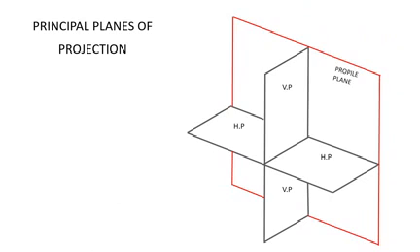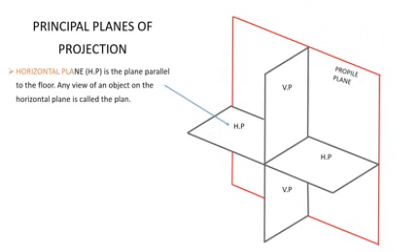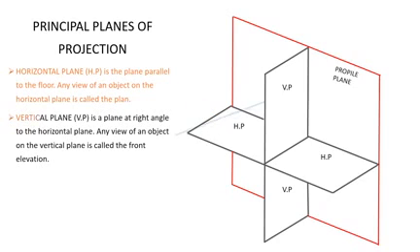Now the planes of projection. We have what is called horizontal plane, vertical plane, and profile plane. Horizontal plane is the plane parallel to the floor. Any view of an object on the horizontal plane is called the plan. Then vertical plane is a plane at right angle to the horizontal plane. Any view of an object on the vertical plane is called the front elevation.